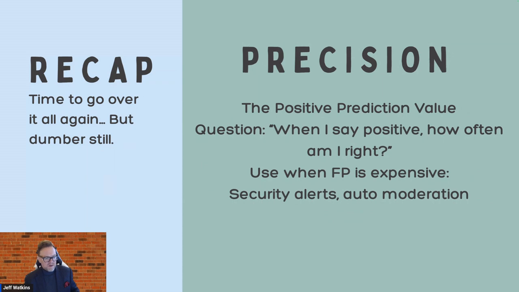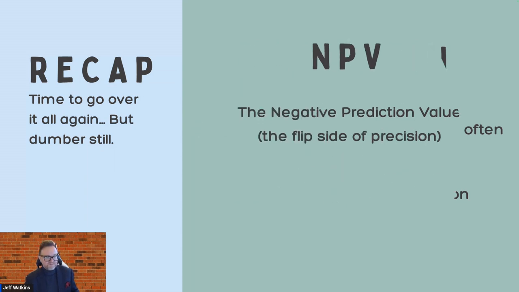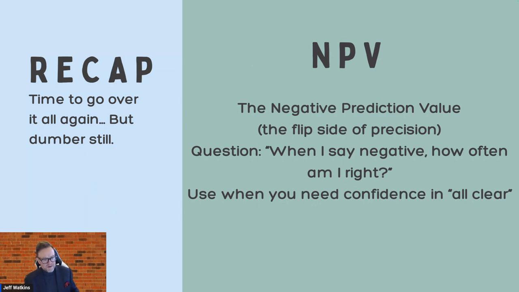Then there's precision. Basically, this is the positive prediction value. When I say positive, how often am I right? Use it when false positives are expensive, things like security alerts and automatic moderation. There's negative prediction value, the flip side of precision. When I say negative, how often am I right? Use it when you need confidence in things being all clear.